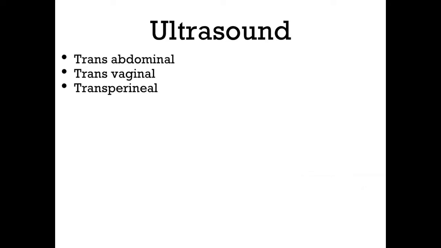Ultrasound can be used to diagnose placenta previa, since we will not be able to do per-vaginal examination. If a woman comes with painless and recurrent vaginal bleeding, what we must do is perform an ultrasound. It can be transabdominal or transvaginal, both are equally good. You can also do transperineal, and you can also perform other investigations like color Doppler and MRI.